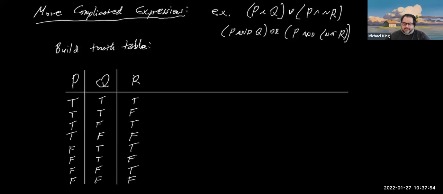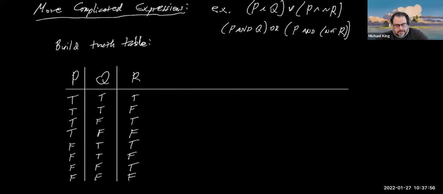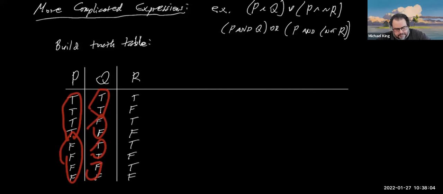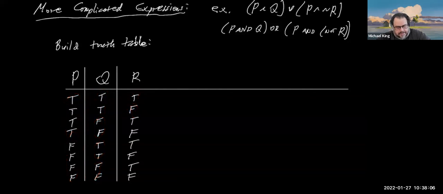Maybe that's obvious to me because I've done it a million times, but if you just do 4 trues and 4 falses, and then 2, 2, 2, 2, and then do all the individual ones, you get all the different possibilities of true and false there.